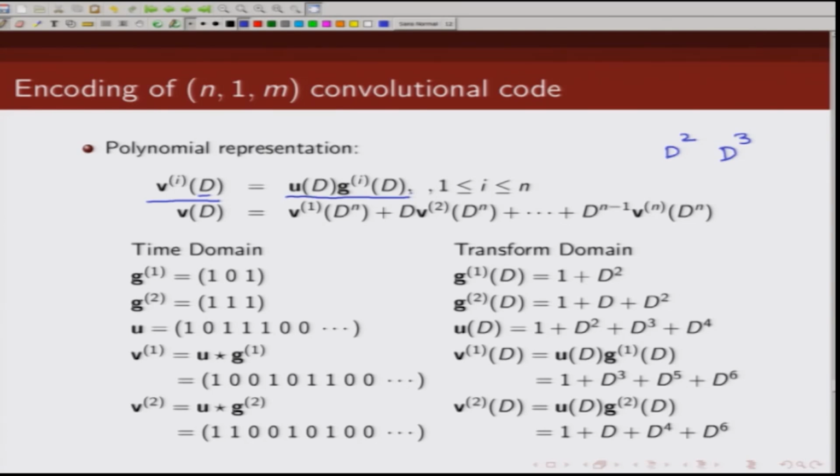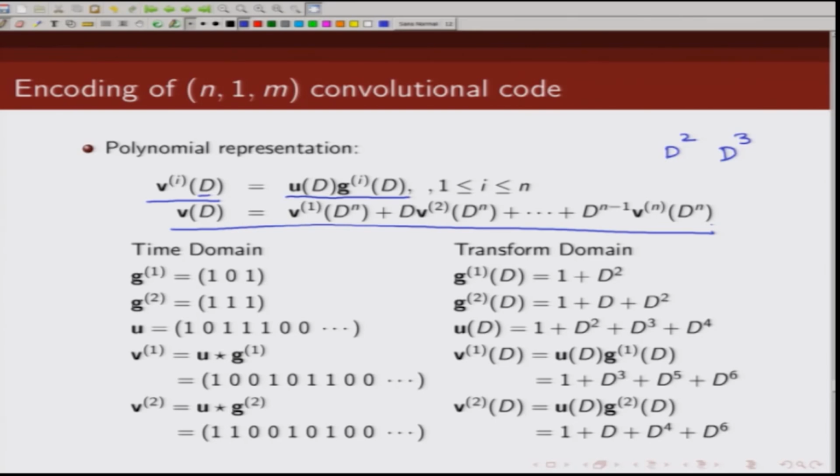And the overall code sequence, when we have a rate 1 by n code, can be given by this expression. So let us first try to write each of these terms in terms of this delay operator polynomial representation, and then we will show that this time domain representation, where we were computing the output using discrete convolution, can be similarly obtained using just this operation in the delay domain, which we are calling transform domain operation.